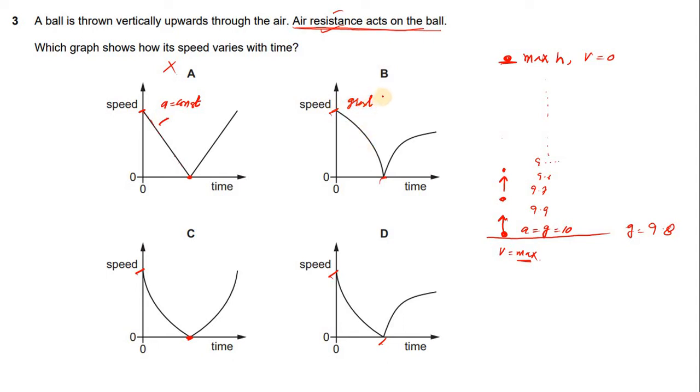Gradient is increasing. That means acceleration is increasing, while practically acceleration should decrease. In option C, velocity is decreasing, gradient is decreasing, so this is true. But in the next part, when the object starts falling down, velocity increases and acceleration decreases, because resistance is acting, and at some point the object must reach some terminal velocity, a constant velocity.